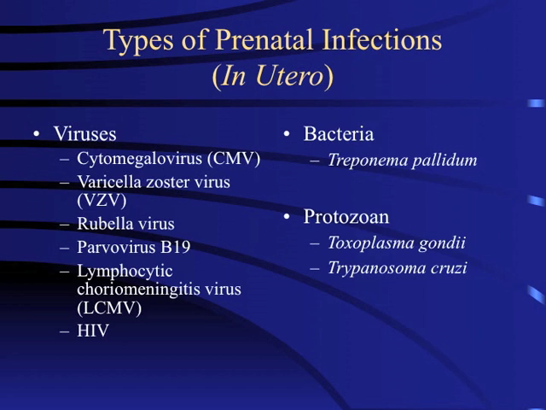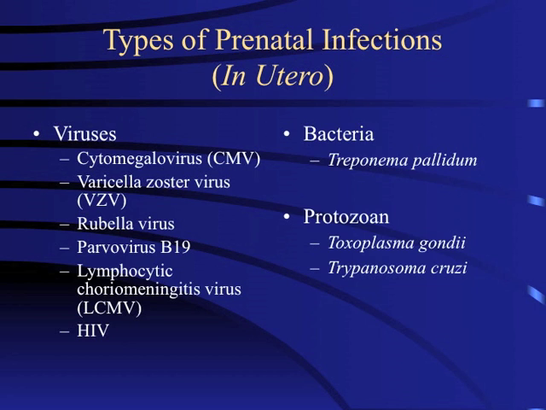So the types of in-utero infection, we can divide them by pathogens, and the most common ones are viruses, as I mentioned before. The most common congenital infection in the US is cytomegalovirus, or CMV, but varicella, rubella, parvovirus B19, lymphocytic choriomeningitis virus, and HIV can also be transmitted in utero. In terms of bacteria, it's Treponema pallidum, the cause of syphilis. In terms of protozoa, Toxoplasma gondii is the most common one here in the U.S.